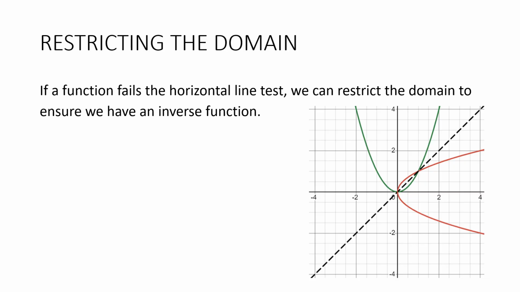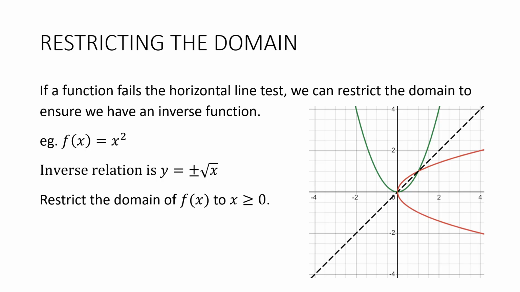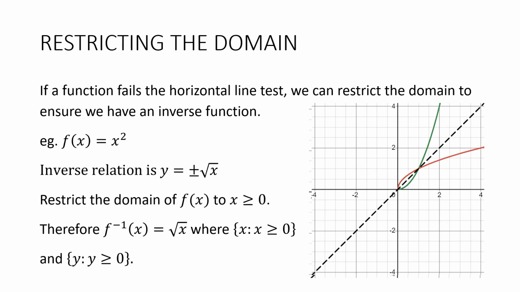Now, if a function fails the horizontal line test, what we can do is restrict the domain to ensure that we have an inverse function. So suppose we've got f of x is equal to x squared. The inverse relation is y is equal to plus or minus root x. Let's restrict the domain of f of x, that's this green curve here, to be x is greater than or equal to 0, so just this part here. So f inverse of x, which is the positive square root, has a domain x is greater than or equal to 0 and y is greater than or equal to 0.